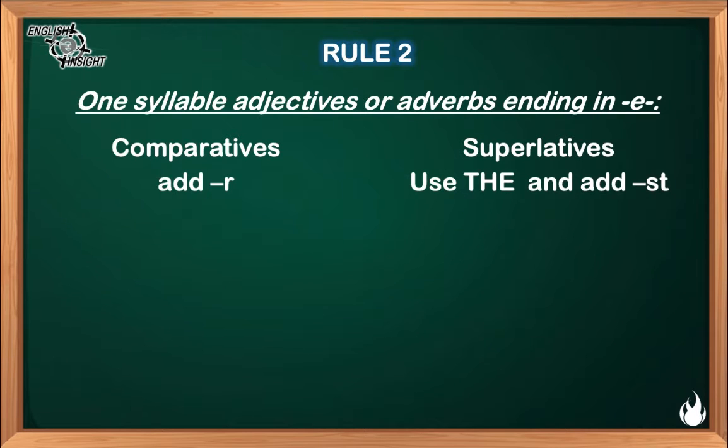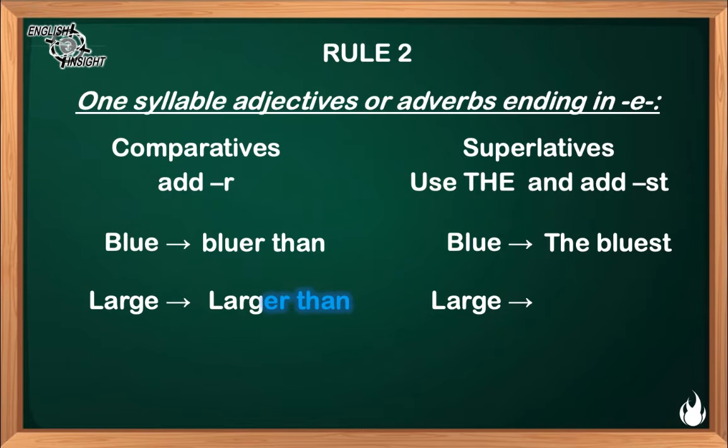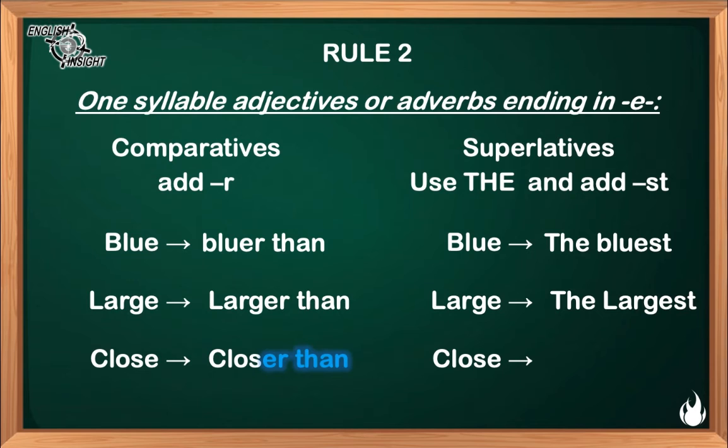Rule number 2. When we have a one-syllable adjective or adverb ending in E, the only thing we have to add is the letter R plus than, and the article the plus st. For example, blue, bluer than. Superlative, the bluest. Large, larger than, the largest. Close, closer than, the closest.